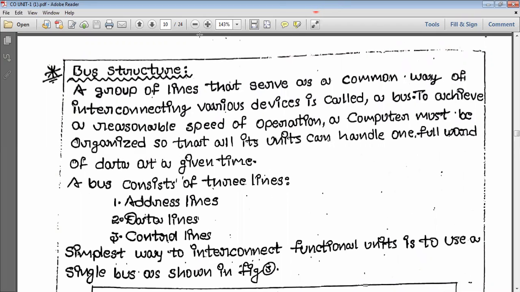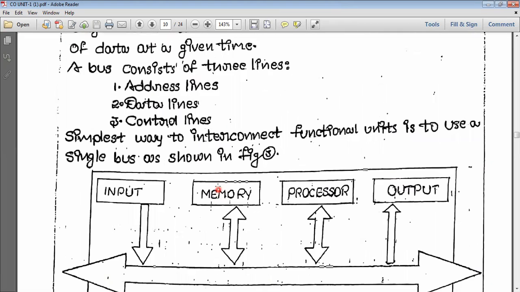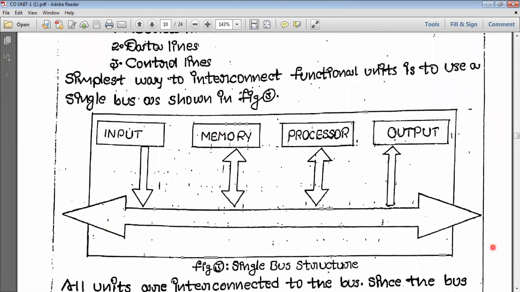So in that bus structure, we are having address lines, data lines, and control lines. This is the bus. So the input will be given through the bus to memory. That means whether to read the data from this memory or write the data into the memory. That's why both directions are there.